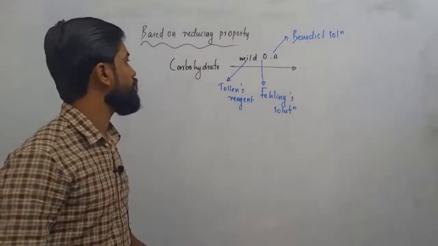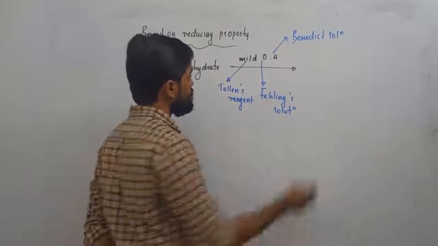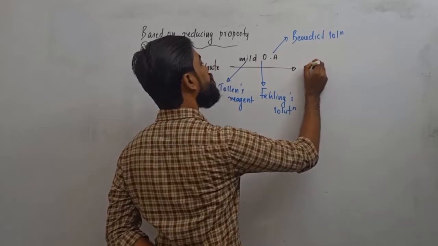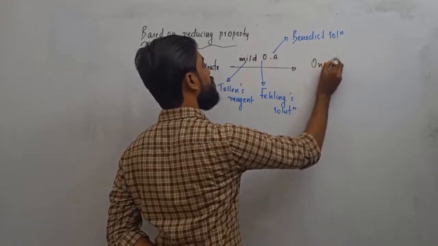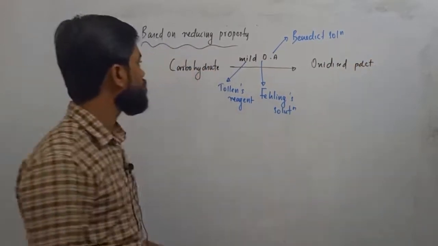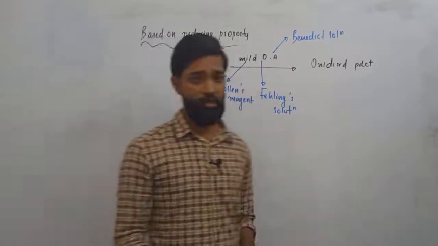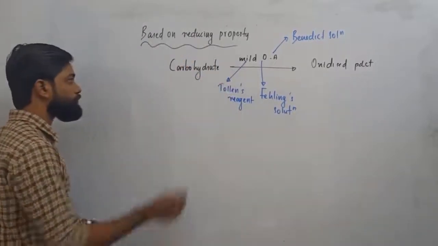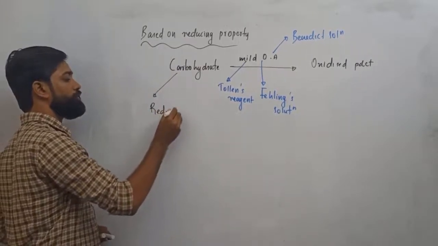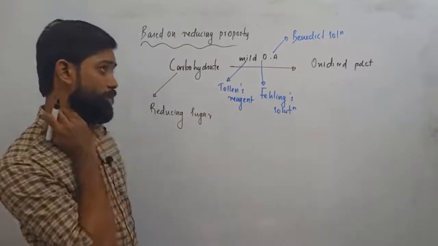If your carbohydrate is able to reduce the mild oxidizing agent like Tollens' reagent, Fehling solution, or Benedict solution, then the carbohydrate becomes oxidized to the corresponding oxidized product. If the carbohydrate is able to reduce this mild oxidizing agent, it is said to be a reducing sugar, else it is said to be a non-reducing sugar.